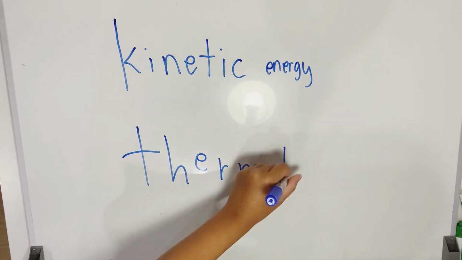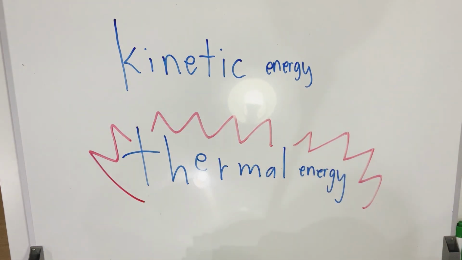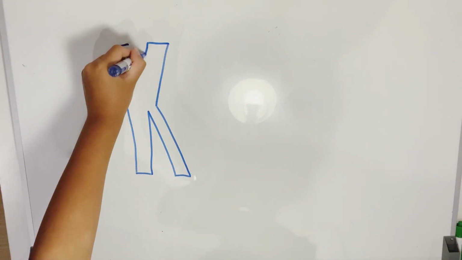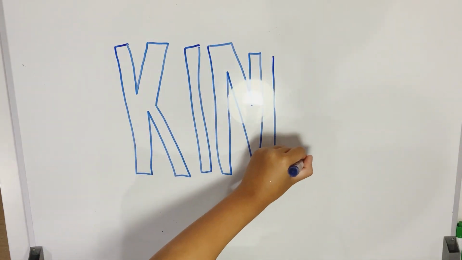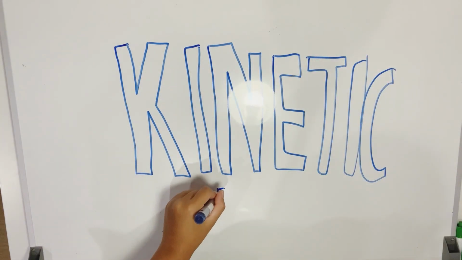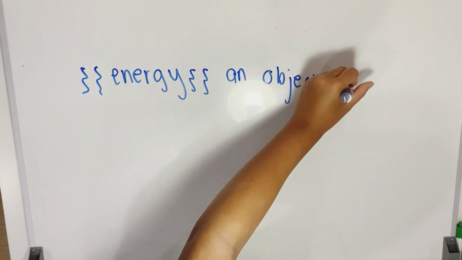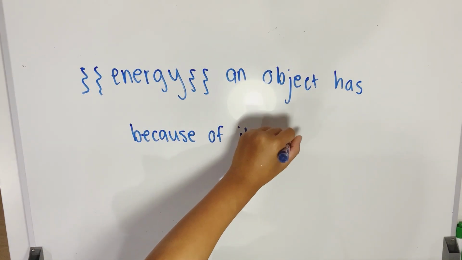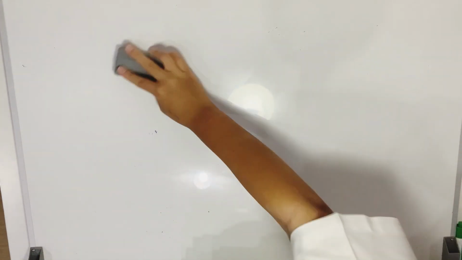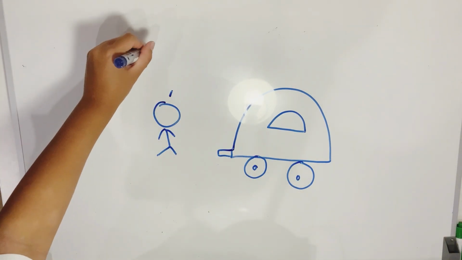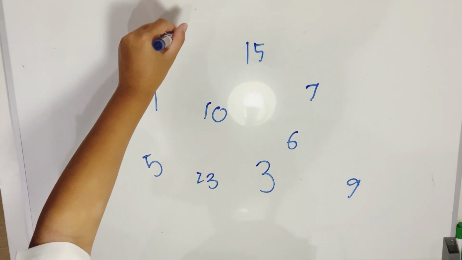I'm going to be talking about two topics, which are kinetic energy and thermal energy. So first of all, let's take a look at kinetic energy. What is kinetic energy? Kinetic energy is the energy that an object has because of its motion. To make something clear, if you want to make something move faster, particularly a car or an object, you've got to use a little force. You've got to push it to let it move forward. So after energy has been transferred, the object will accelerate to a new constant speed.